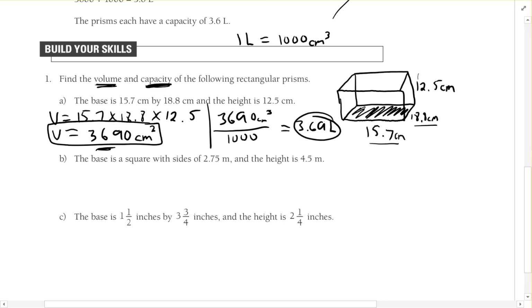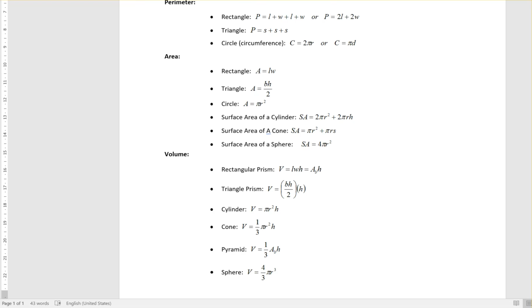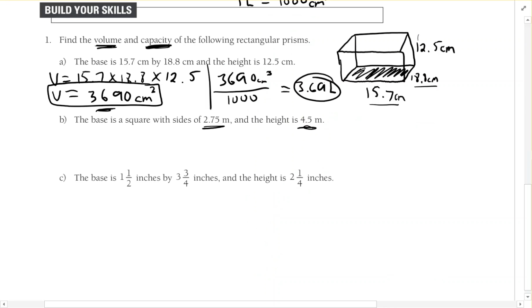Okay, part B. The base is a square with sides 2.7, and the height is 4.5. But you might say on your formula sheet, well, there are 3 things to multiply there: length times width times height, right? But I've only got 2 numbers here. Well, that's because this is a square, so the bottom of my rectangle has the same size on both sides, right? Oh, that's wrong.